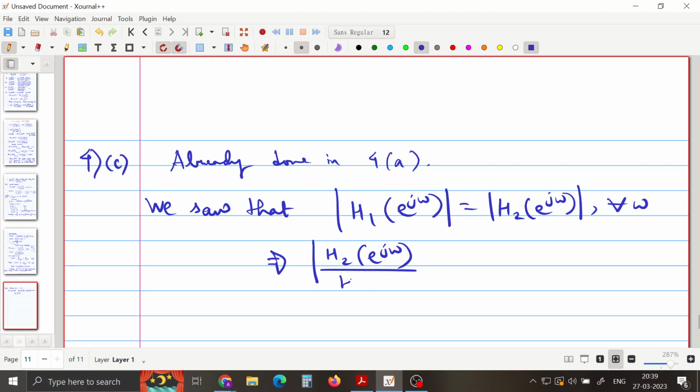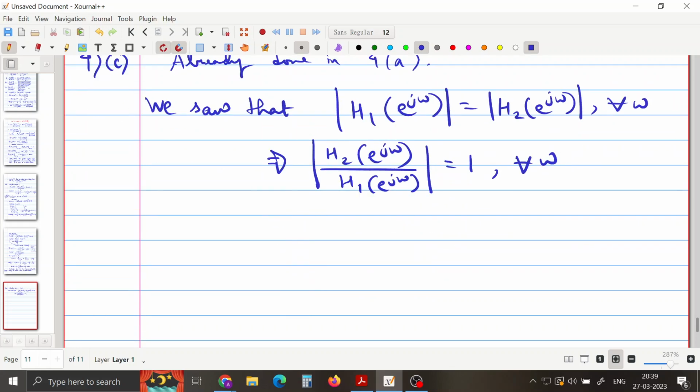If I take the ratio, with H2 in the numerator, this I can do only if the magnitude of H1 of e power j omega is not 0, and you can actually check that it is not 0. You can divide by H1 of e power j omega if it is not 0, and it is the case. This magnitude is not equal to 0. That's why we are able to divide by it on both sides.